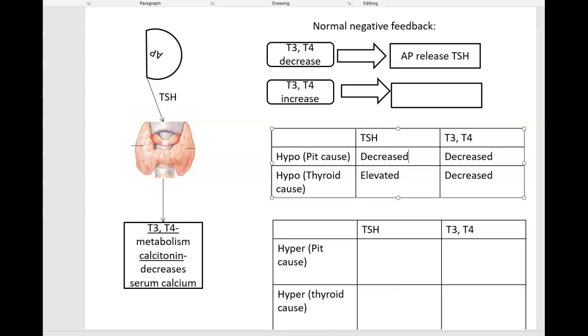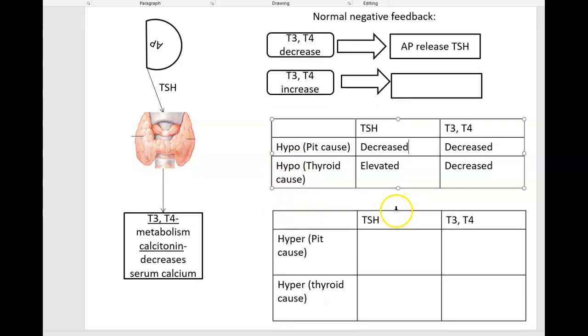So if the pituitary is not sensing a decrease in thyroid activity and is also not producing stimuli to help stimulate, it is the cause of the hypothyroid function. Now, hopefully that makes sense to you. So that's part one of this negative feedback thing that I'm talking about here.